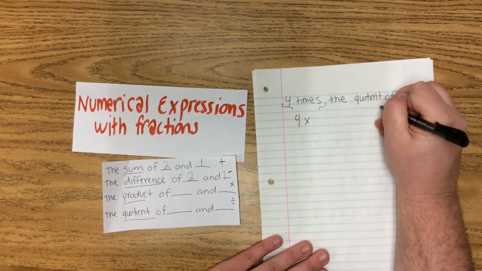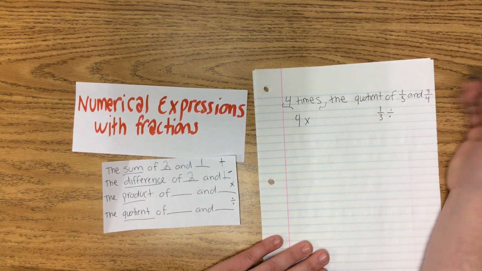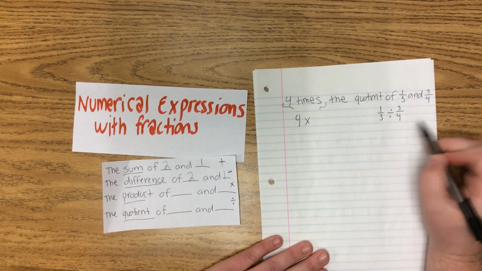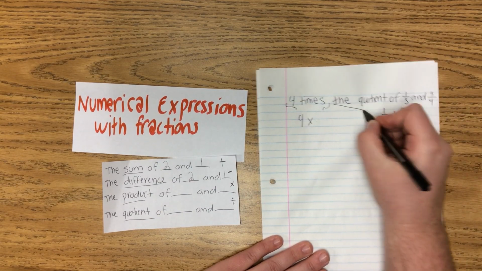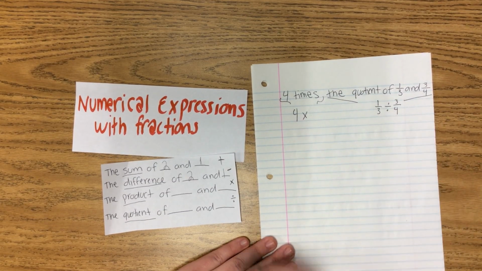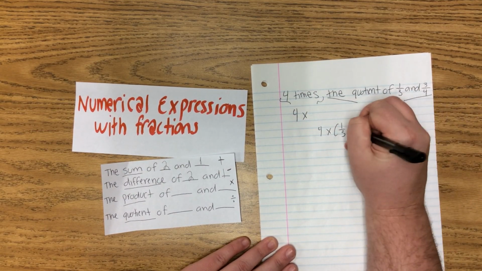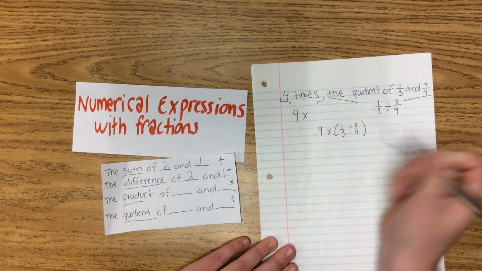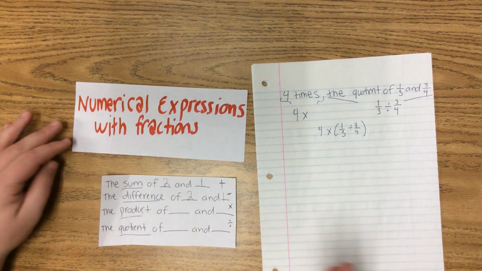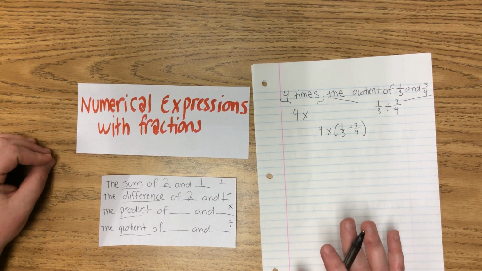So I'm going to keep 1/3 first because they gave it to me first. And then I'm going to divide, because it's quotient, by my second number. So 1/3 divided by 3/4. That brings up my second part of my problem. So now I have 4 times 1/3 divided by 3/4, and I can combine them together and get 4 times 1/3 divided by 3/4. So numerical expressions with fractions aren't that tricky once you know your terminology.